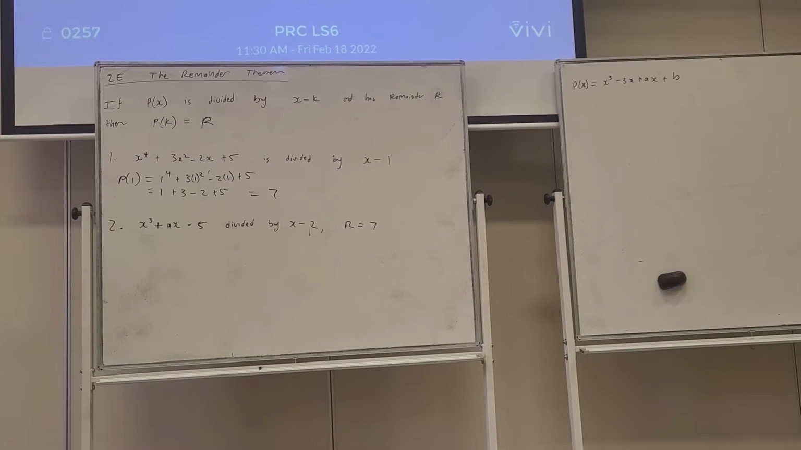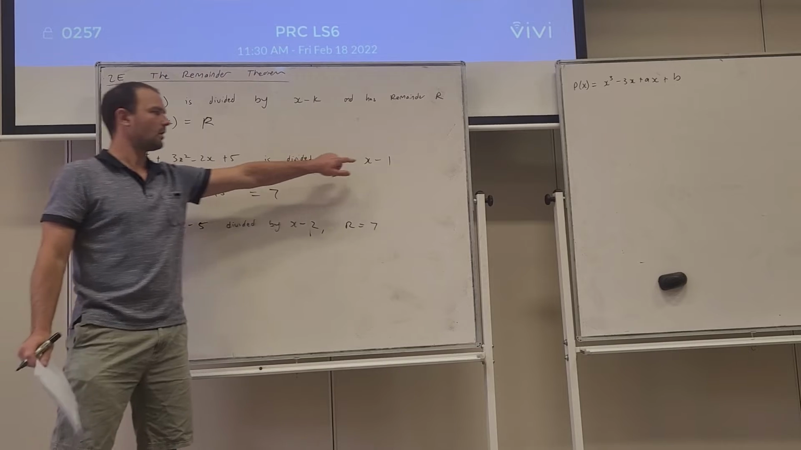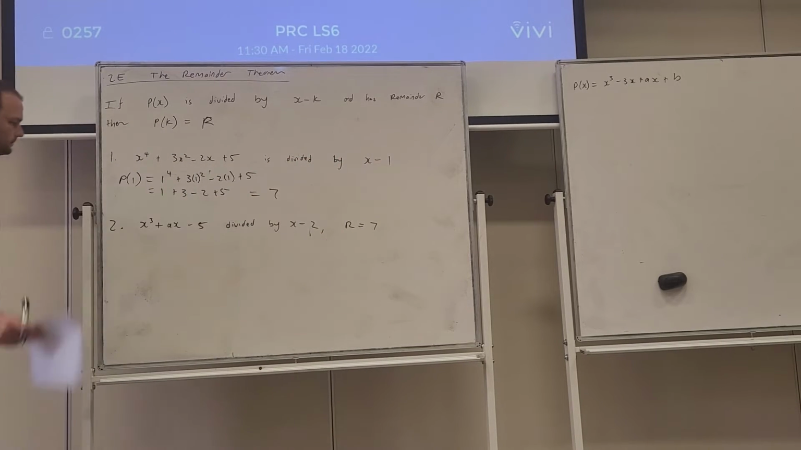Alright, so there we go. There's a quick way to identify the remainder. When we divide this polynomial by x take 1, our remainder is 7. Okay, and we're going to use that to solve for a.